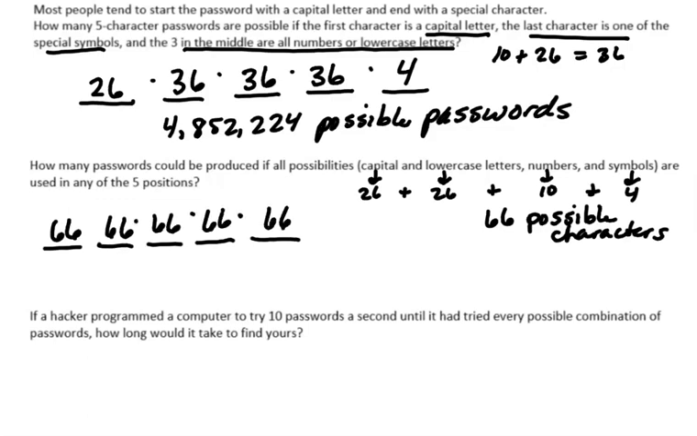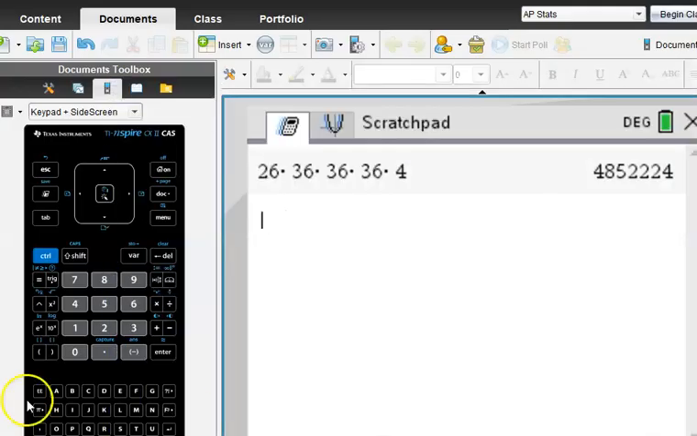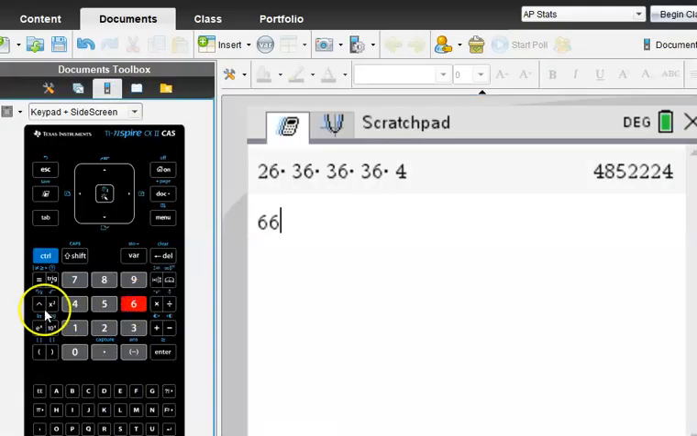And I'm going to multiply those together. So basically I'm just doing 66 to the 5th power. Let's find out how many more passwords are available if we have 66 possibilities for each of the characters rather than what I had in the previous example. So if I do 66 to the 5th, you'll see that that is significantly more.